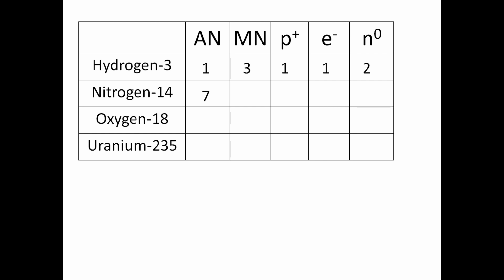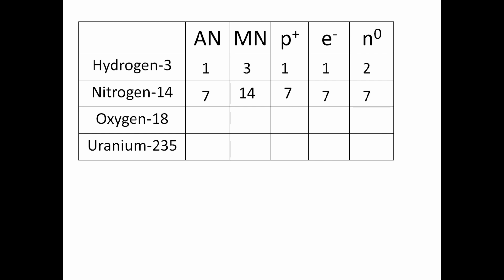The mass number, it's given in the name, it's 14. Protons, we know from the atomic number, which is going to be 7. In order to have a charge of 0, they have to have 7 negative charges, so 7 electrons. And then the mass number minus atomic number, 14 minus 7, is 7.